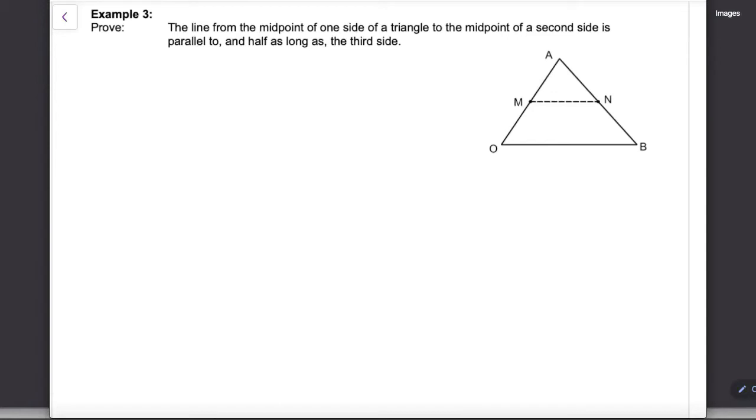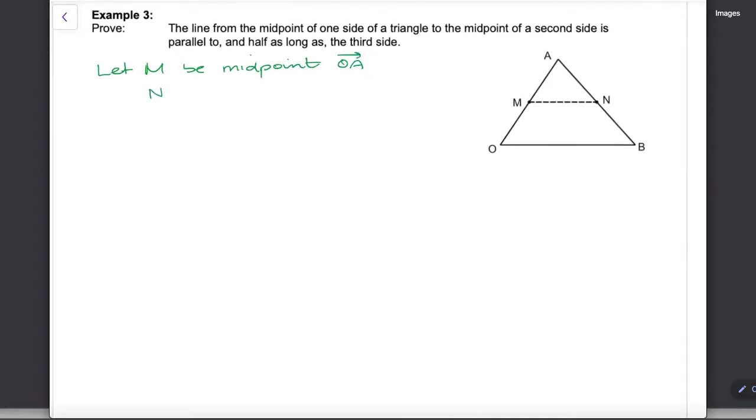So I've drawn a triangle here. I've got triangle OAB. So I'm going to let M be the midpoint of side OA and N be the midpoint of side AB, as I've got in my diagram here.